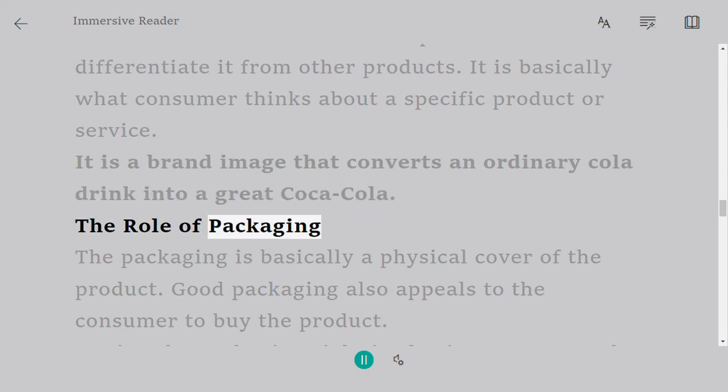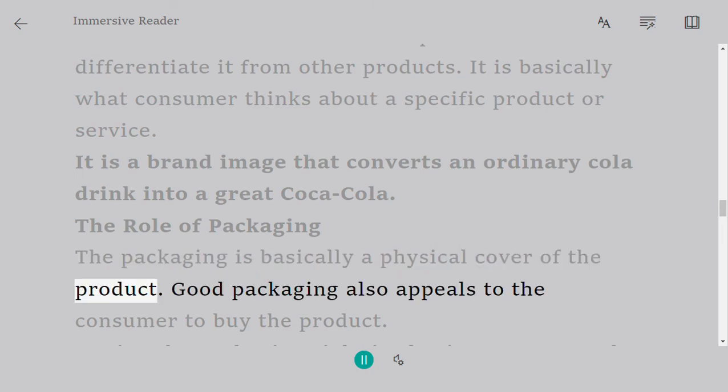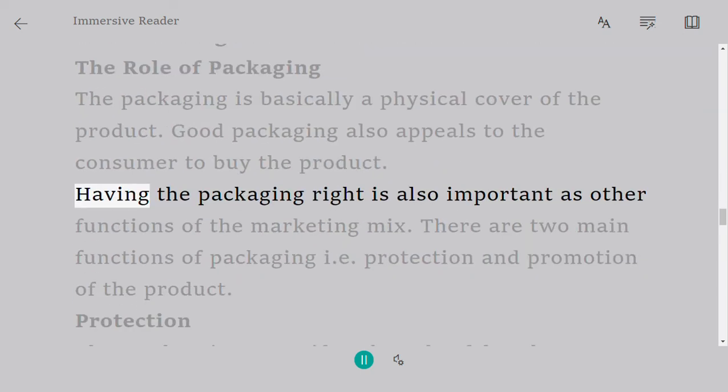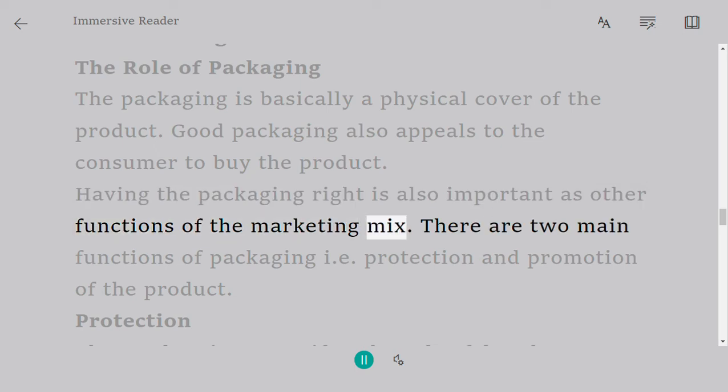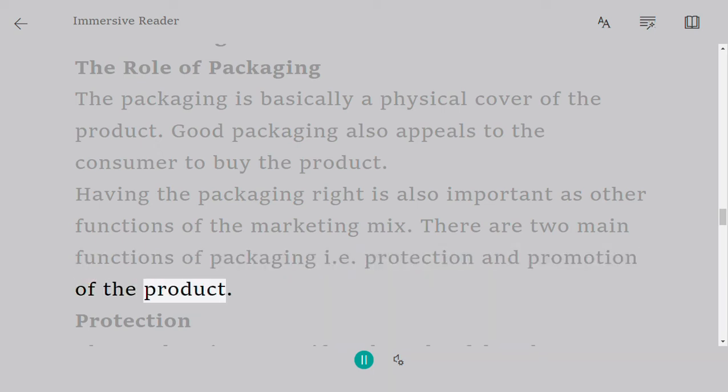The role of packaging. The packaging is basically a physical cover of the product. Good packaging also appeals to the consumer to buy the product. Having the packaging right is also as important as other functions of the marketing mix. There are two main functions of packaging, i.e. protection and promotion of the product.